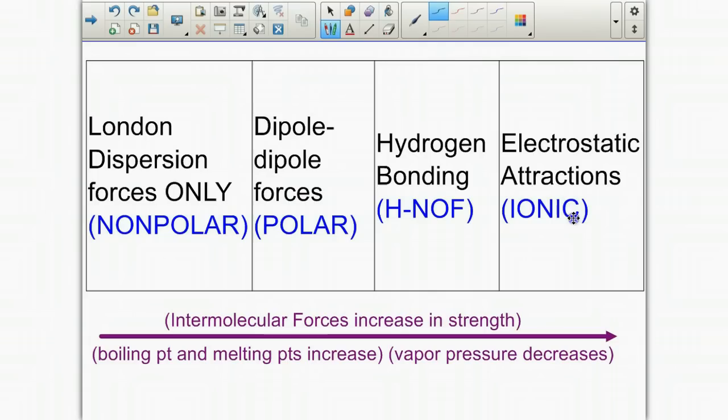So forces are strongest over here. And as a trend, as you go from left to right, boiling points and melting points are the lowest for London dispersion forces only, and they're the highest if you have electrostatic attractions. And then vapor pressure is high when you have London dispersion forces only, and low when you have up to electrostatic attractions. So you'll be asked to compare elements to one another and identify, are the forces stronger or weaker, and then what does that mean about their boiling points, melting points, and their vapor pressure.